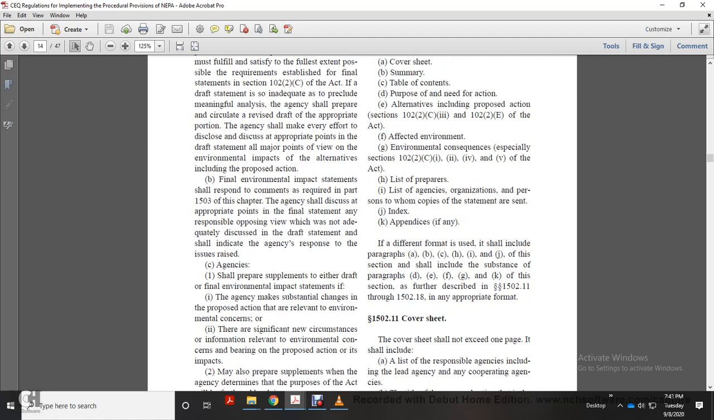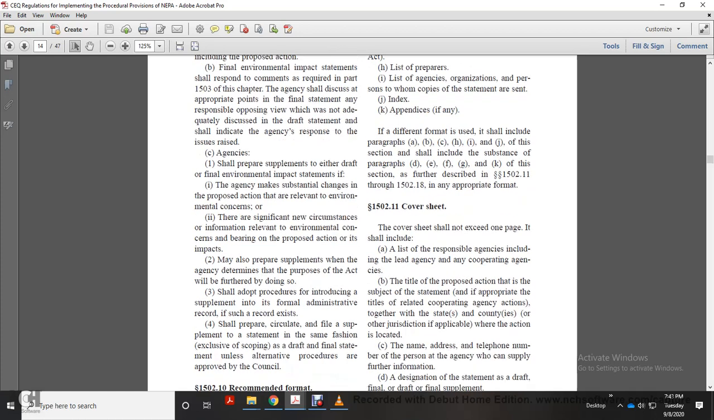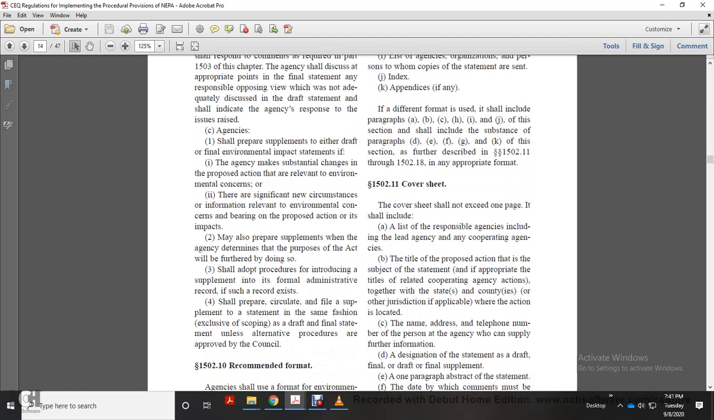There are significant new circumstances or information relevant to environmental concerns bearing on the proposed action and its impact. An agency may also prepare supplements when it determines that the purpose of the act will be furthered by doing so. Agencies shall prepare, circulate, and file a supplement to a statement in the same fashion, exclusive of scoping, as a draft and final statement, unless alternative procedures are approved by the Council.